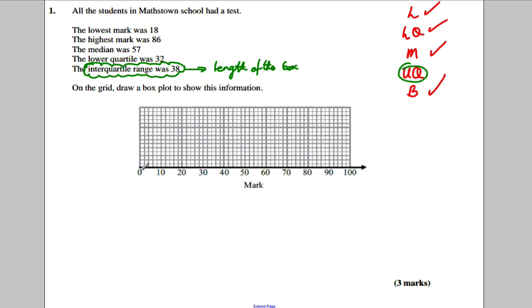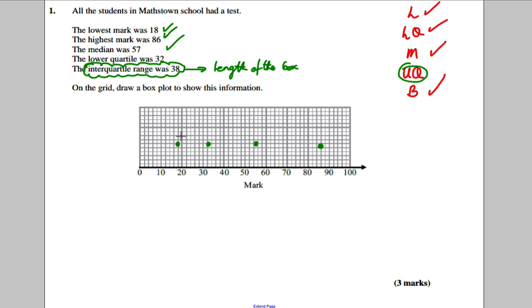Now, the 5 squares are worth 10, so they must go up in 2s. 2, 4, 6, 8, 10. Yeah, they do. So let's mark 18. 18 must be 12, 14, 16, 18. 18 must be here. Highest is 86, so 82, 4, 6 must be about here. The median is 57, so say 50's here, 52, 54, 56, and halfway in a box then it's 57. The lower quartile is 32, so 30, 32 is there.